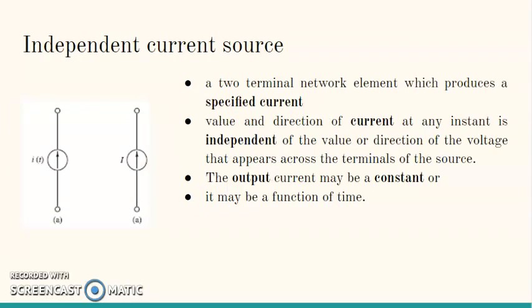Now coming to the independent current source. The current source is indicated by an arrow showing the direction of flow of current. In the first figure, it is I of t. That means the value of the output current is a function of time and it will be changing with respect to time. In figure B, it is a constant value I.